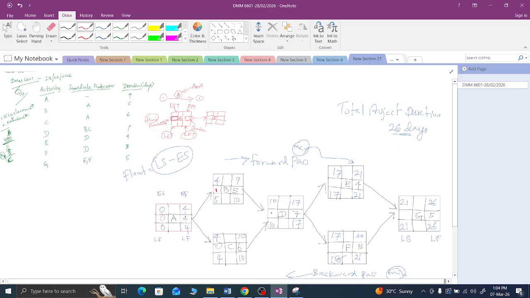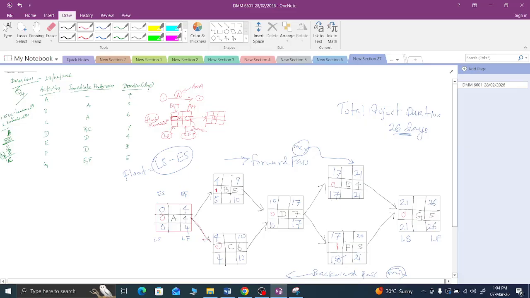10 minus 10 is 0, right? 17 minus 17 is 0, right? 21 minus 11 is 0, right? 18 minus 17 is 1, right? Okay. Now all the float cells are finished. Okay, let's see the activities having 0 float. The activities with float 0 are on this path.